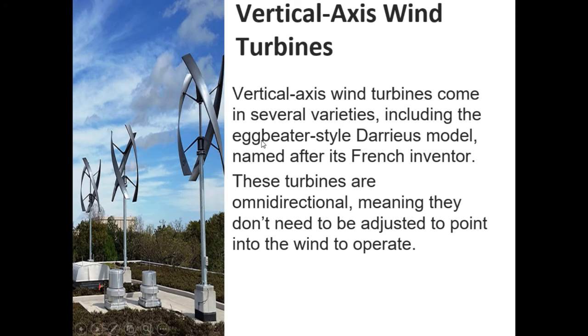On the other hand, we've got vertical axis wind turbines, which come in several varieties, including the egg beater style by Darrieus, named after its French inventor. These wind turbines can be placed anywhere, as they take wind energy from all around them, and you don't need to put them directly in front of the direction of the wind.